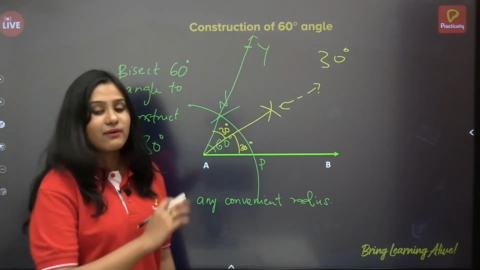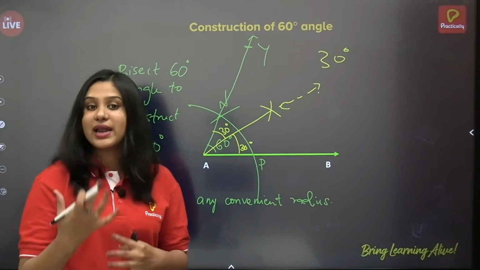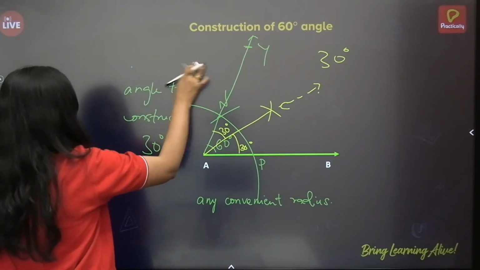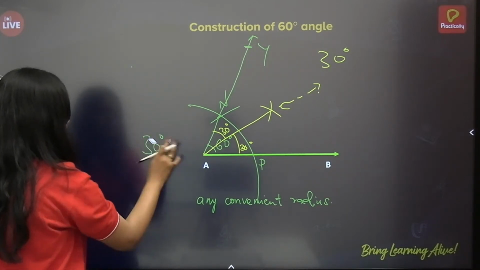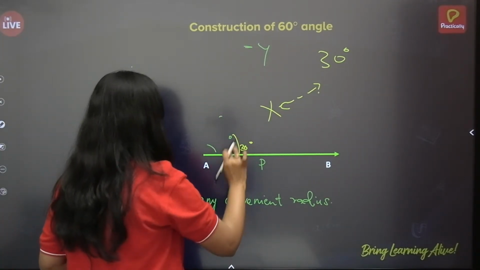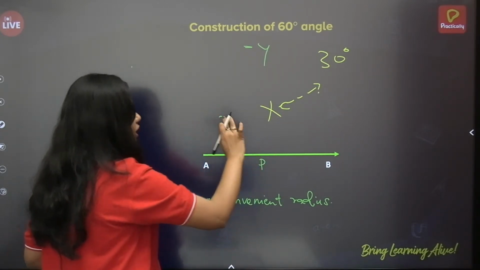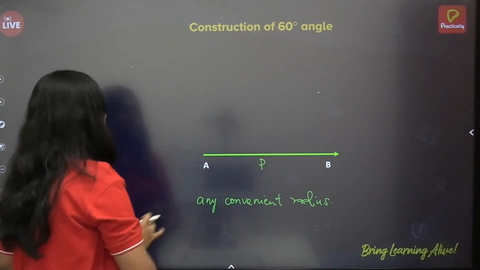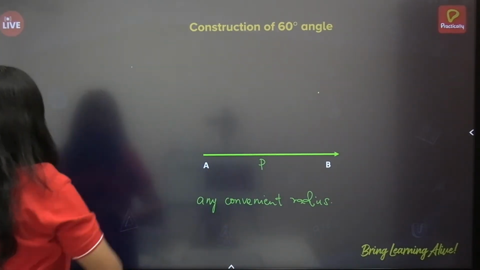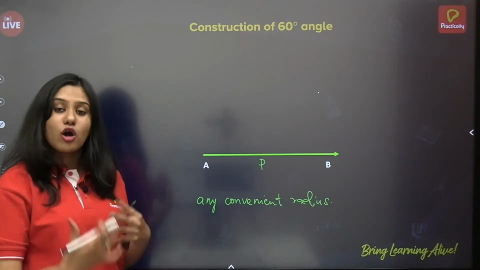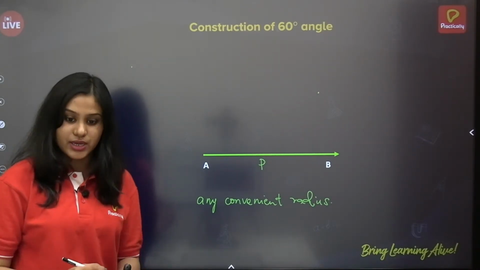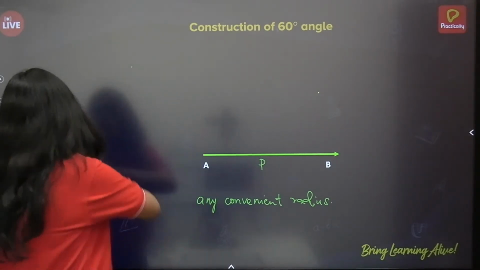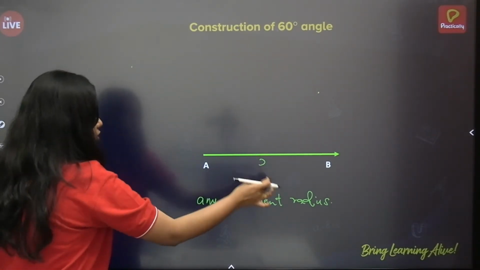Now I'll erase this and we will do the 90 degrees angle. Let me erase all of this. So I'll clearly show you now how to draw 90 degrees as well. So what is the first step again to construct even 90 degrees? We need to start with the basic 60 degrees. So let me erase this P also.